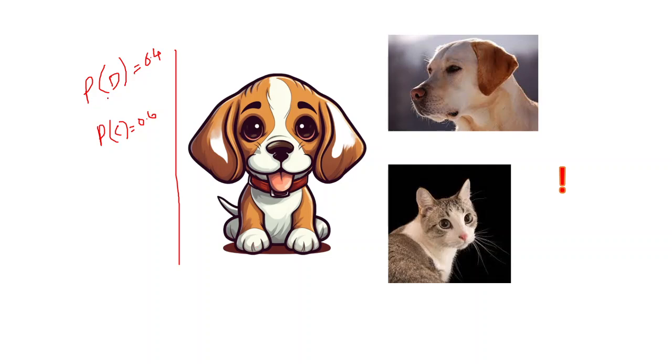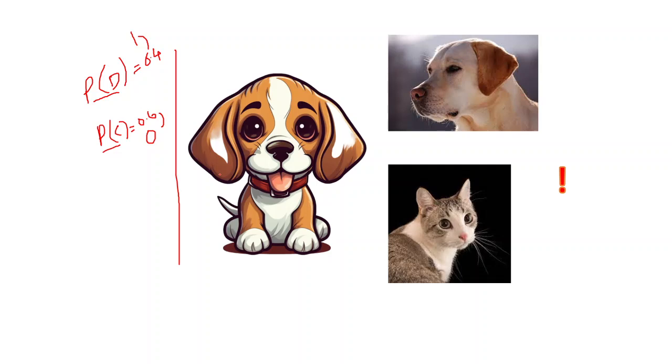But what should the true probabilities have been? Since this is the picture of a dog, this probability should have been 1. And this is not a cat, therefore this probability should have been 0. Now I think you have an idea of how error is calculated in the case of a classification problem. I will do a video on this later.